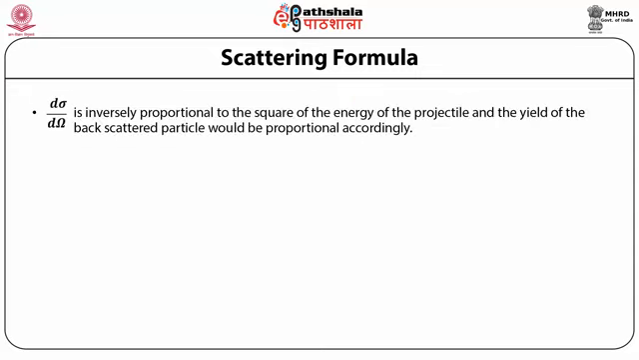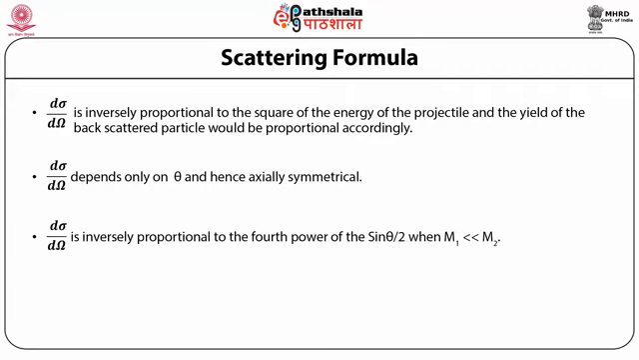Third, d sigma by d omega is inversely proportional to the square of the energy of the projectile, and the yield of backscattered particles would be proportional accordingly. Fourth, d sigma by d omega depends only on theta and hence is axially symmetric. Fifth, d sigma by d omega is inversely proportional to the fourth power of sin theta by 2 when M1 is very much less than M2. Hence, a reduced scattering angle yields more backscattered particles.